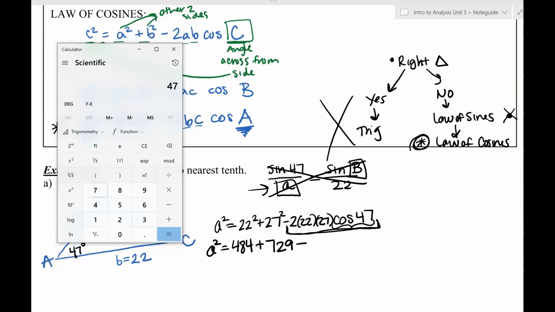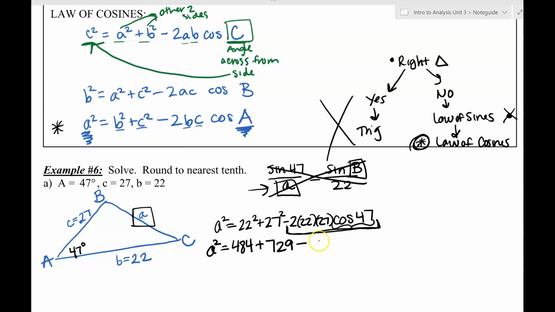I have to find the cosine of 47, and that decimal, whether you write it down with 4 decimal places or just keep it on your calculator like this, needs to multiply times 27 and times 22 and times 2. And the answer to that is 810.2141.